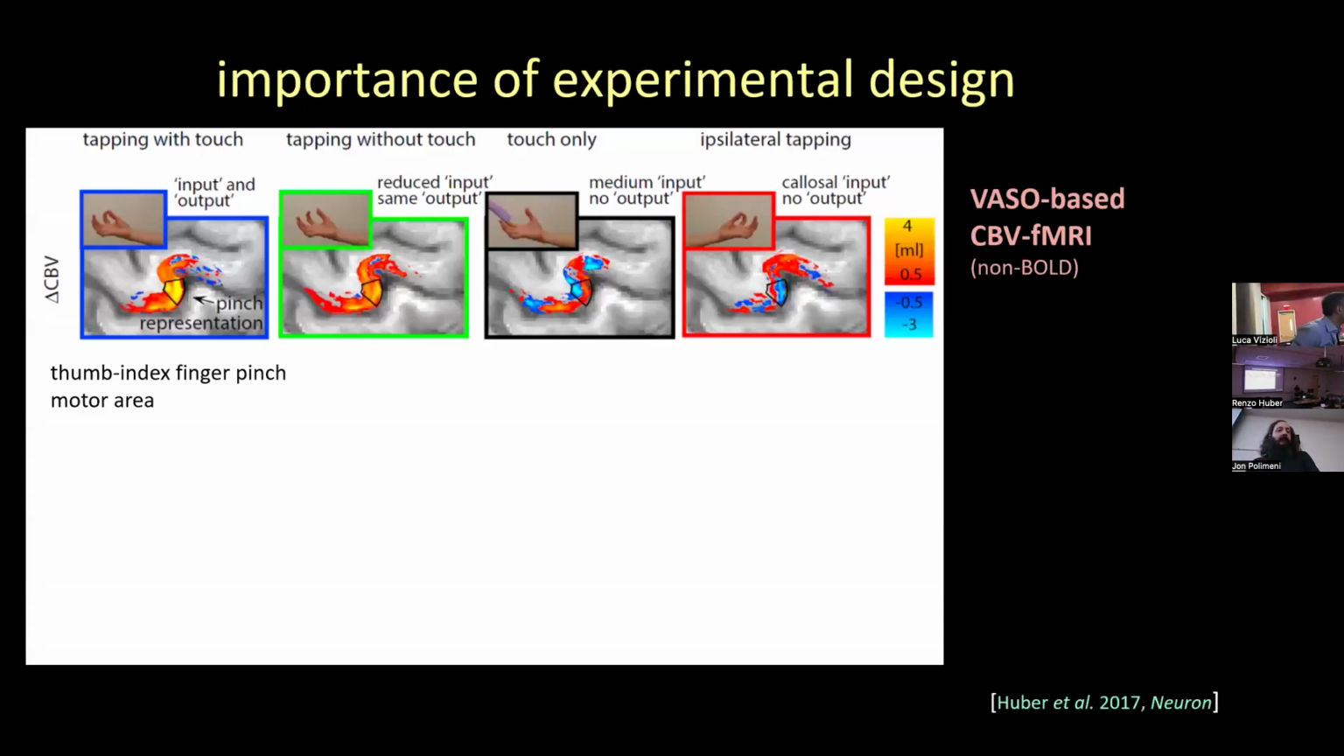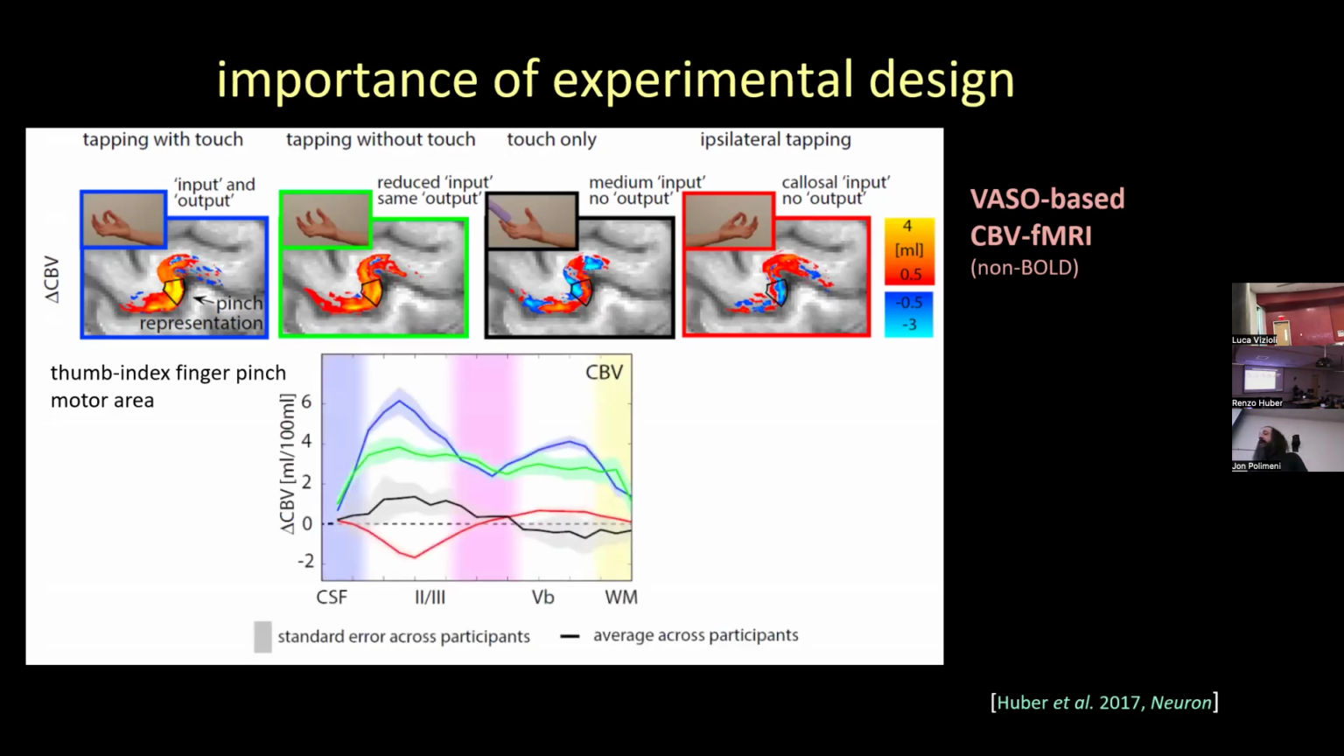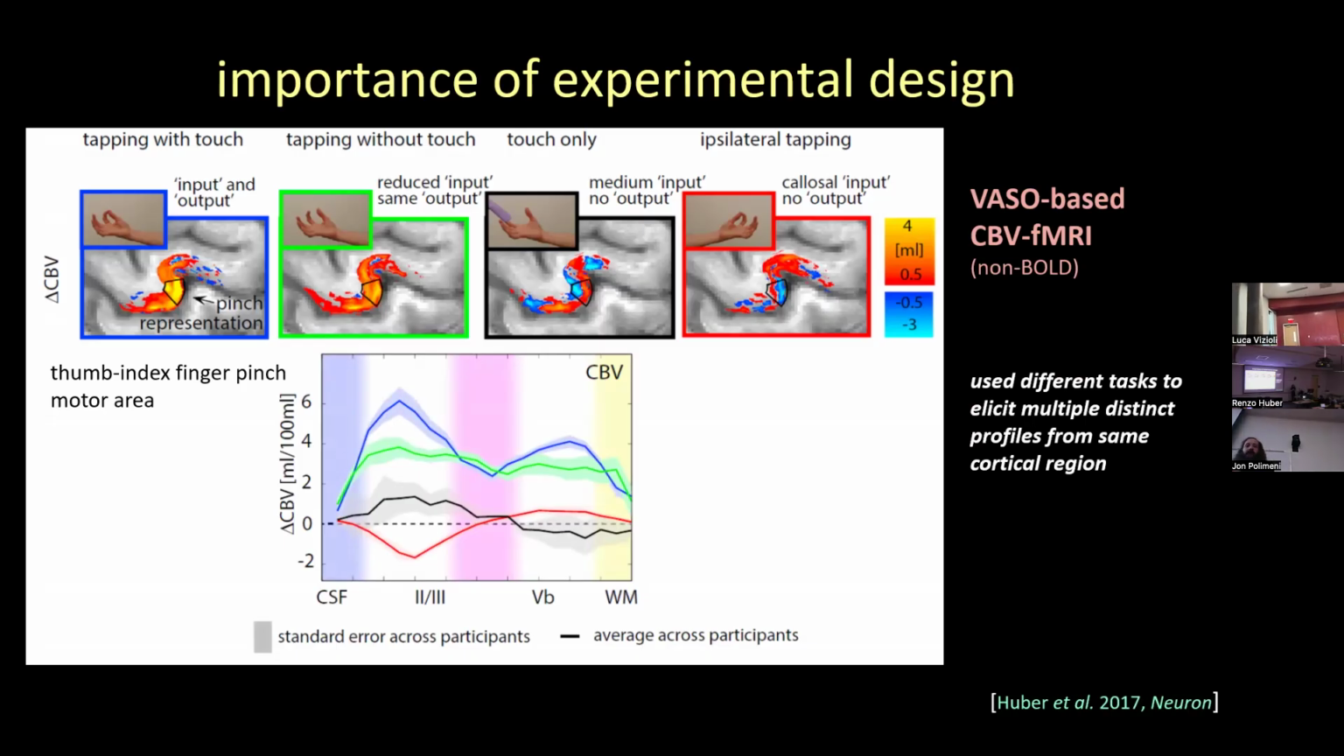So again, from Renzo, this is a classic study. I think one of my favorite aspects of the study was that he actually used multiple different tasks in order to elicit distinct profiles from the same cortical region. So here Renzo used tapping with touch. You can see this famous double peak response. He also used tapping without touch, shown in green, touch only, shown in black, ipsilateral tapping, shown in red.